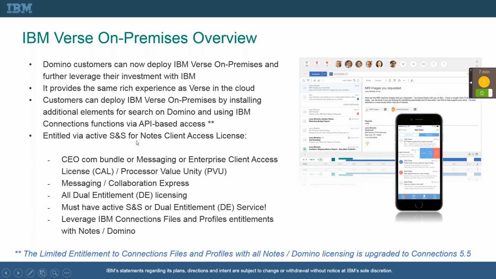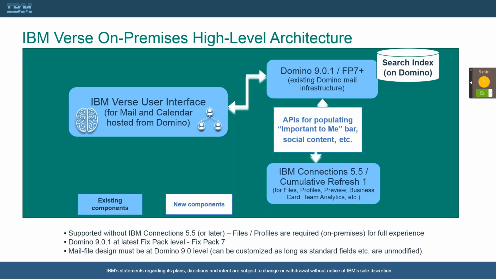We do recommend using Connections Files and Profiles. Everybody is entitled to that if you are current and active on your SNS. You are also entitled to Verse on-prem if you're current and active on SNS for your Notes CAL. You should be able to go to Passport Advantage and procure this code. We do recommend Connections 5.5 Files and Profiles at this point.